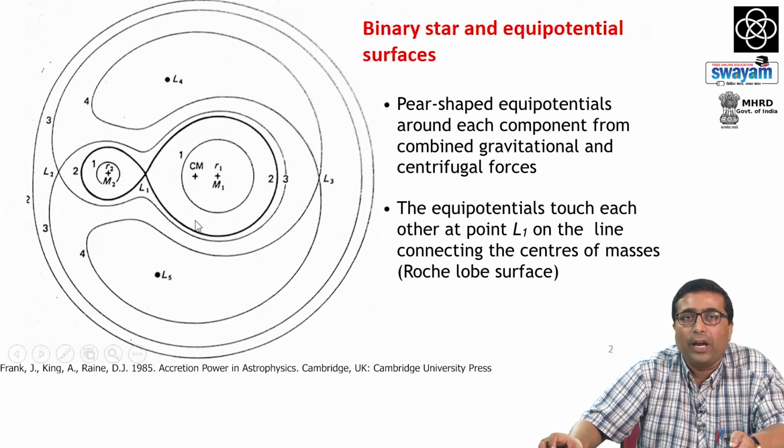This figure of 8 in bold lines is called the Roche lobe, and here is the touching point which is the inner Lagrangian point or L1. As I said, this critical equipotential surface, that is this figure of 8, is called Roche lobe.